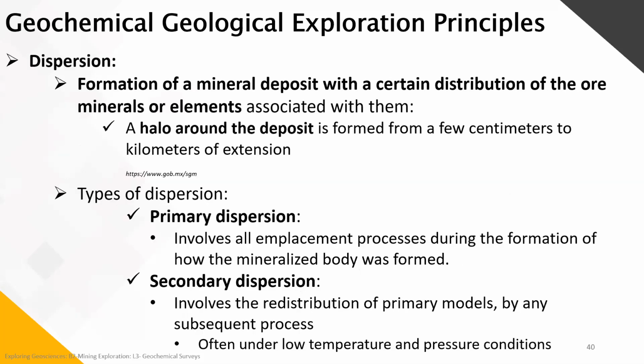Another important principle is the principle of dispersion. Formation of a mineral deposit, with a certain distribution of the ore, minerals, or elements, is associated with what we call a halo around the deposit, which extends from a few centimeters to kilometers. There are two types of dispersion, known as primary and secondary dispersion. The primary dispersion involves all emplacement processes during the formation of the mineralized body. The secondary dispersion involves the redistribution of primary minerals by any subsequent process, often under low temperature and pressure conditions.